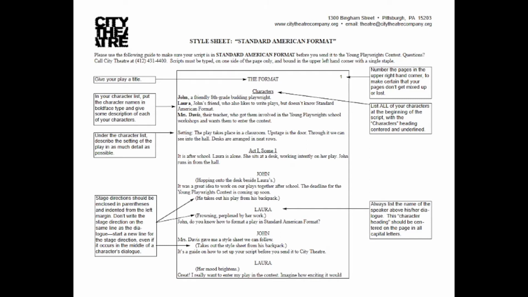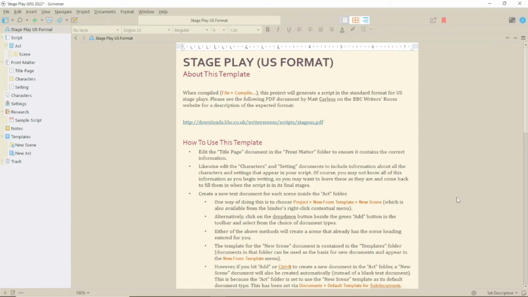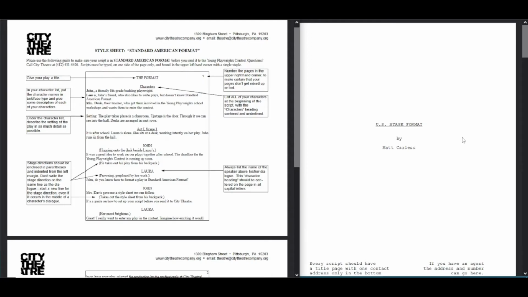This document from City Theatre in Pittsburgh is pretty comprehensive. I'll leave a link to it in the description, so that's what I'm going to use to compare the template against. Or that's what I thought. The About page unexpectedly gave me a link to a BBC page detailing how US stage plays are set out, which is what this template is based off. That seems a little odd to me, so let's look at them together and see how they differ.